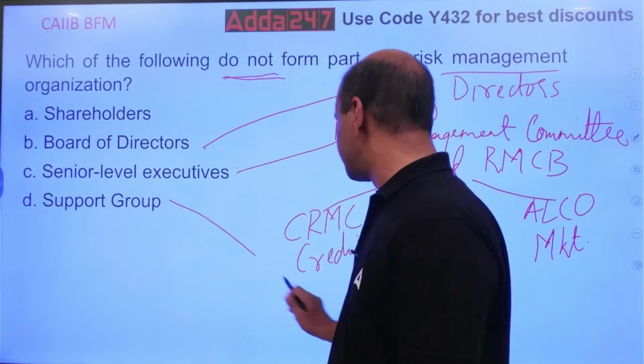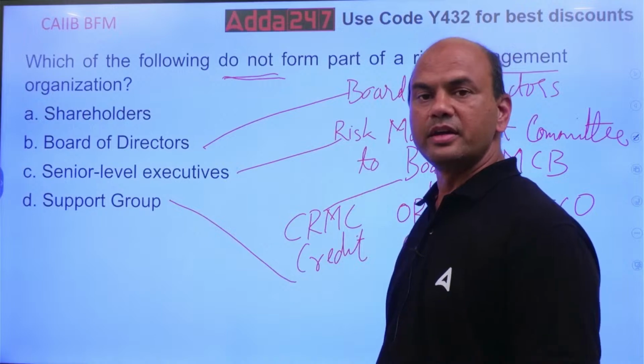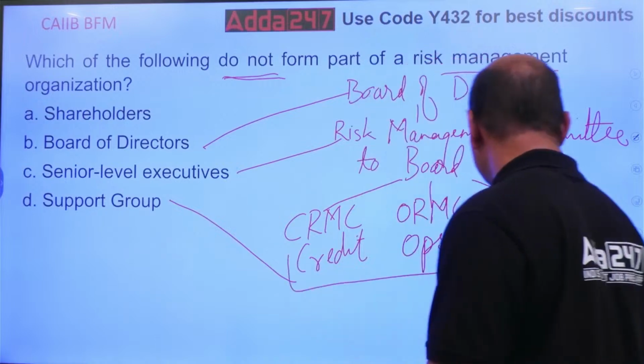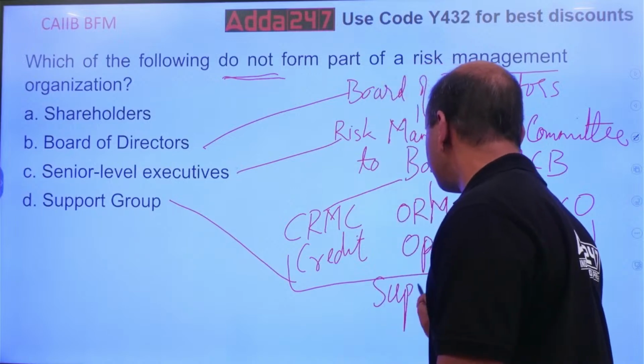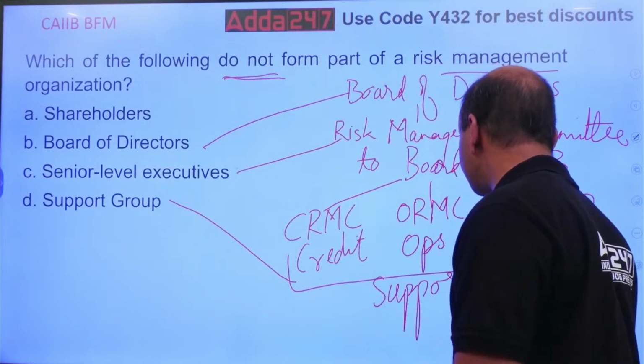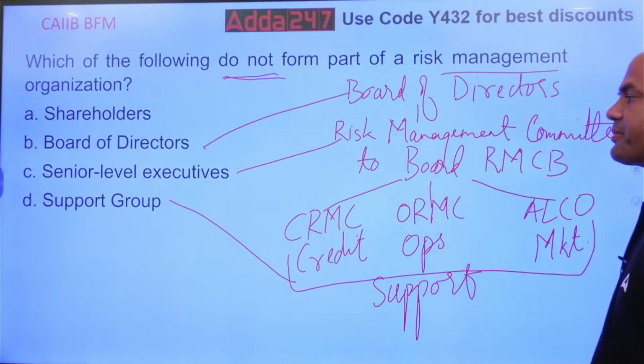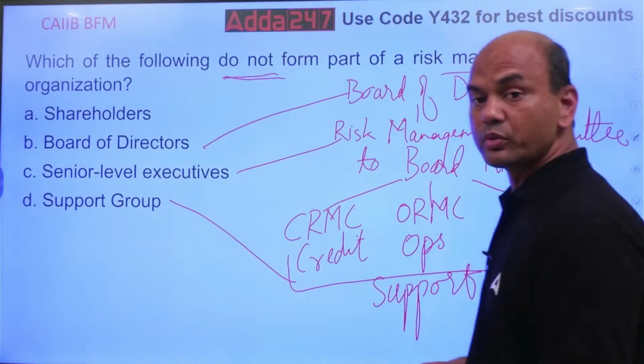Support group, it is here. There is a support group over here. Below these, there is something called a support group, meaning other employees who will support these committees. So all the three are there, but who is not there?